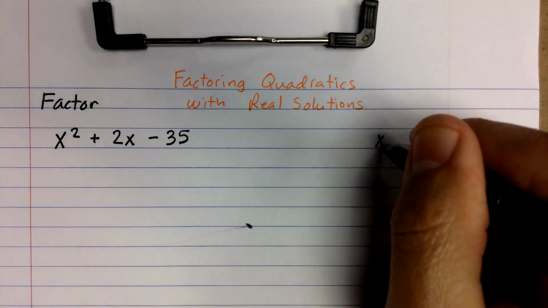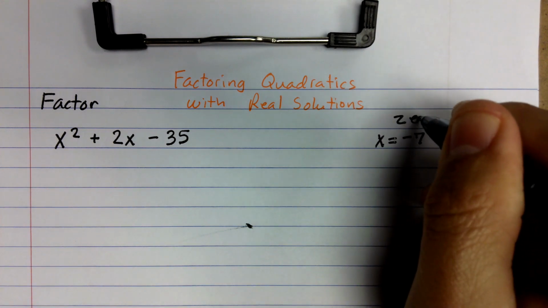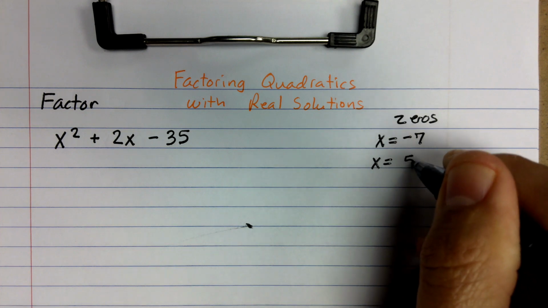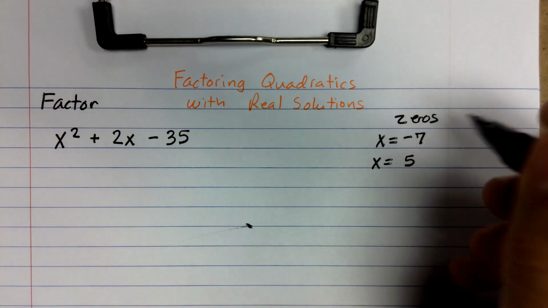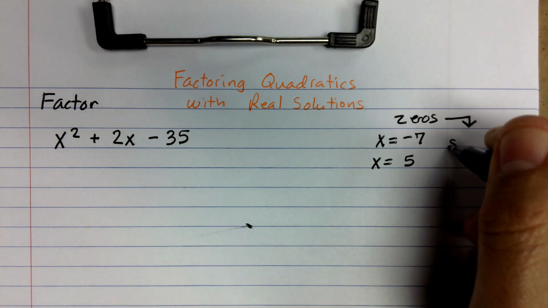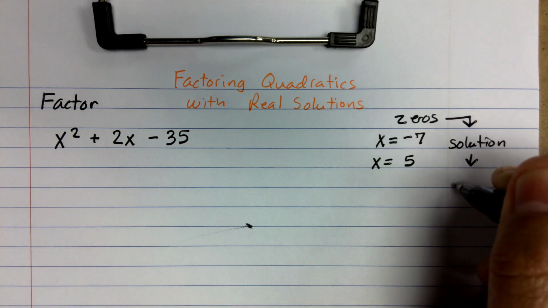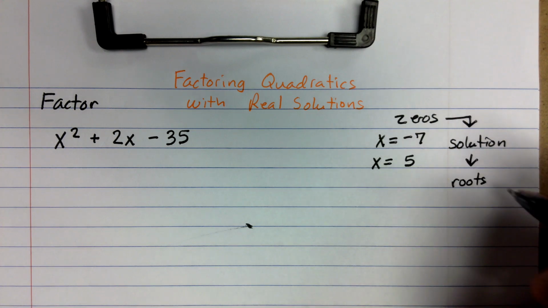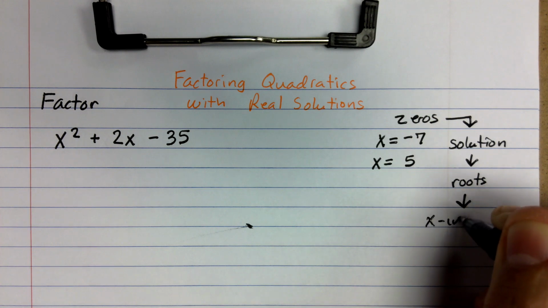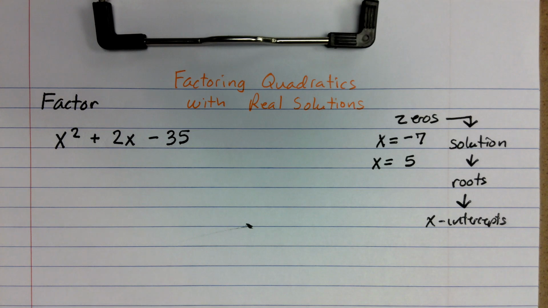So, respectively, we have x is equal to -7. That's one of my zeros. And I have x equals +5. Now these are my zeros. We have a few different names for them, and one is our solution. We also like to call it our roots. And we can also call it our x-intercepts. So they're all the same thing.